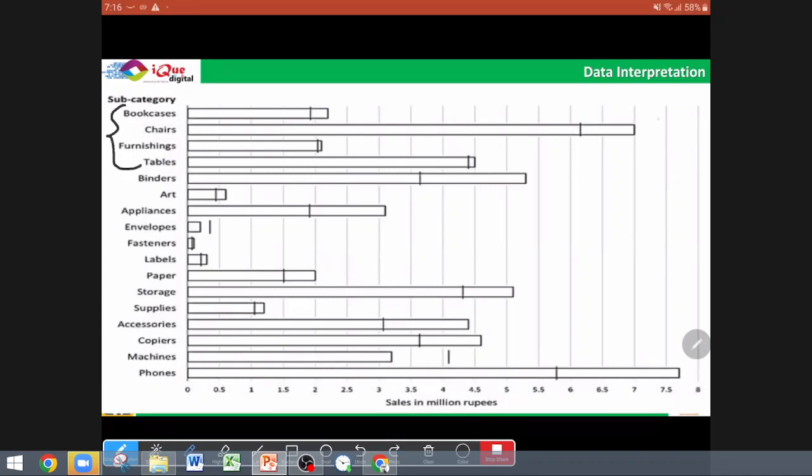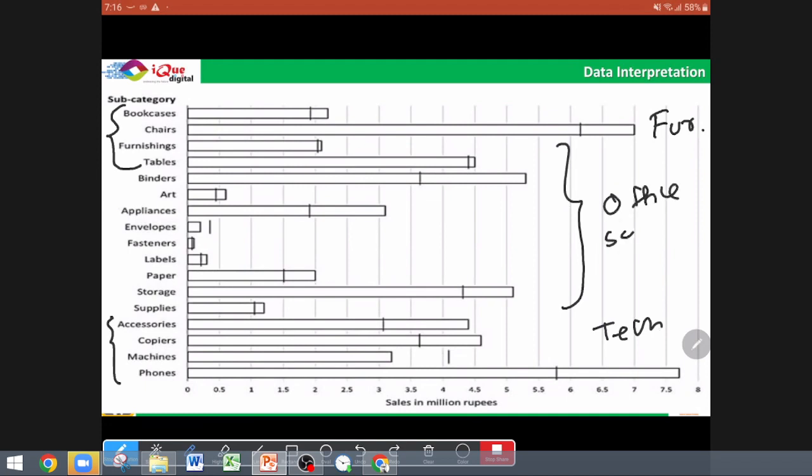So if we understand the data properly, the first four, so bookcases, chairs, these all categories are something which they are saying are furnitures. The bottom four, accessories, copiers, machines, and phones, these are all taken as the tech category, and all the ones in the remaining, these are all taken as office supplies. And the data also says that the chart itself tells you about the 2020 thing.